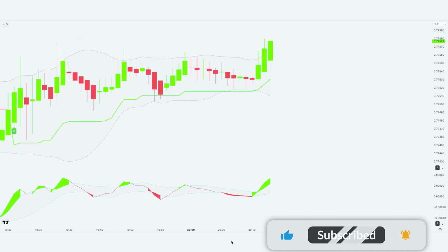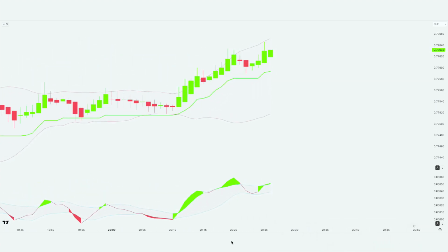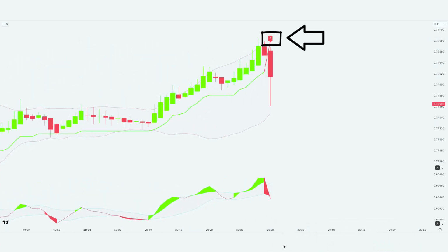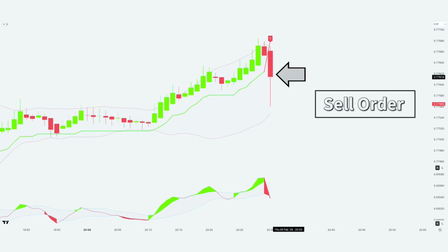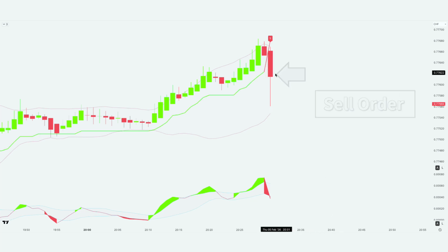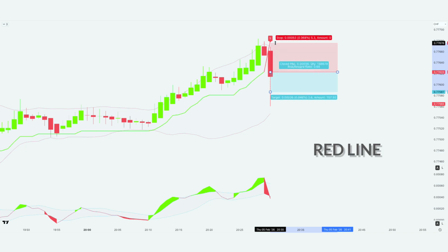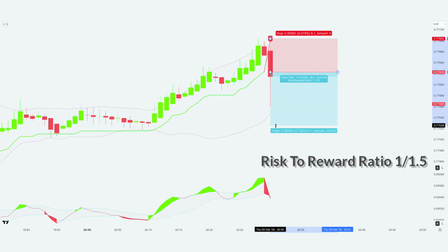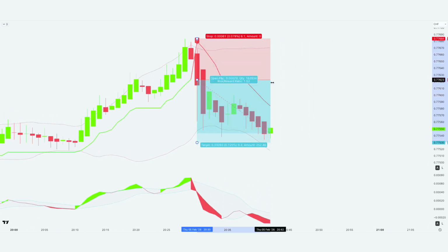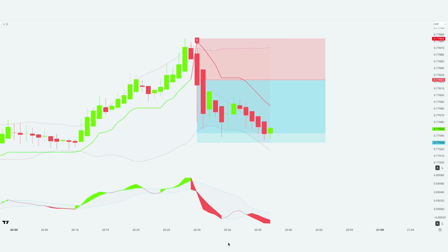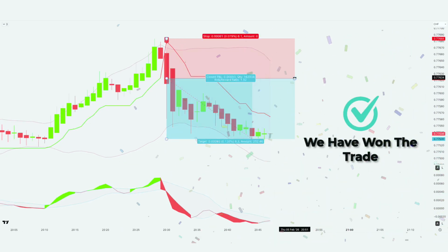Click OK. Now our setup is ready. Let's see how we use these trading setups. When the RT signals arrow of this indicator is a sell signal, when the Bollinger Bands should be in the red area, when the market forms a bearish candle. If this condition is fulfilled, then we will place a sell order. Our stop loss is to be placed at the red line, and the risk-to-reward ratio will be 1:1.5. The market has completely hit the target.